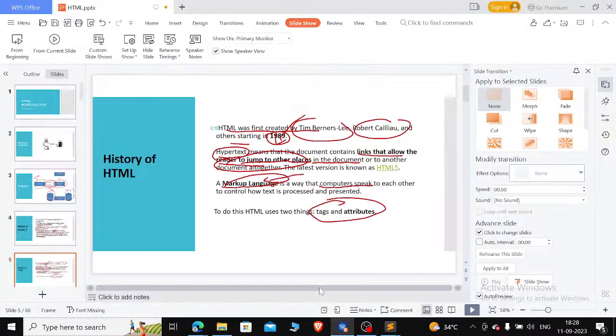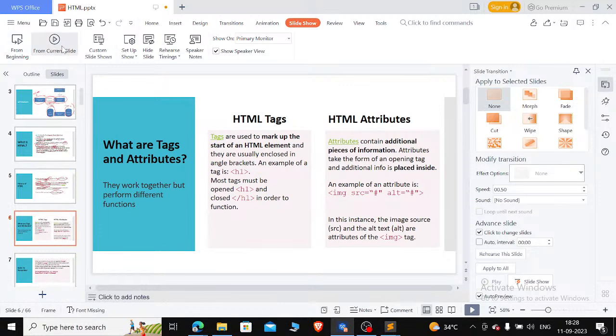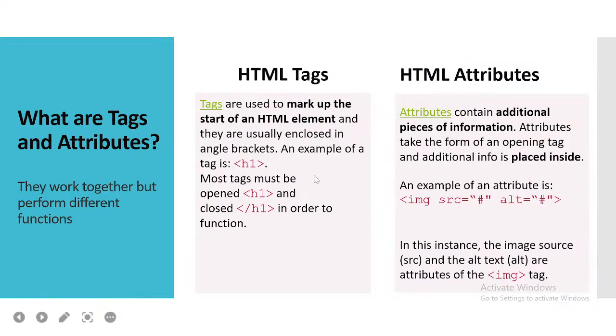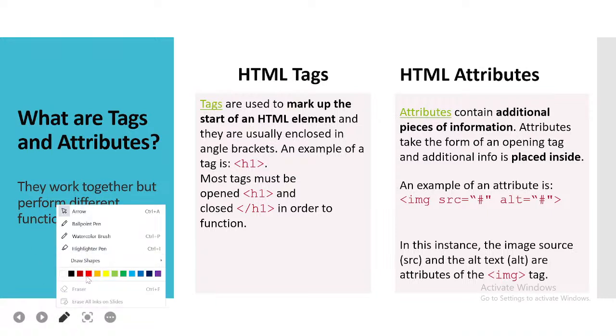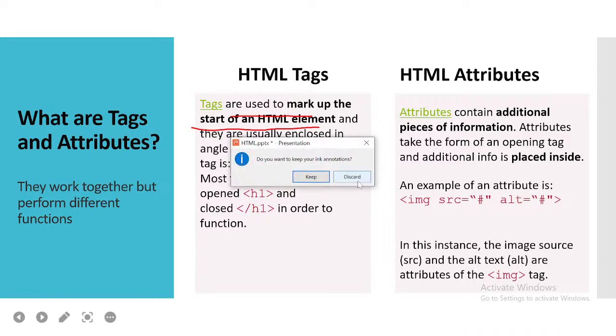Then we'll move into the attributes and the tags. Okay, so see here guys, they work together but perform different functions. Attributes and HTML tags are almost similar, but they have different functionalities. Okay, so tags are used to mark up the start of the element. Okay, see here, just now I showed you in this example.